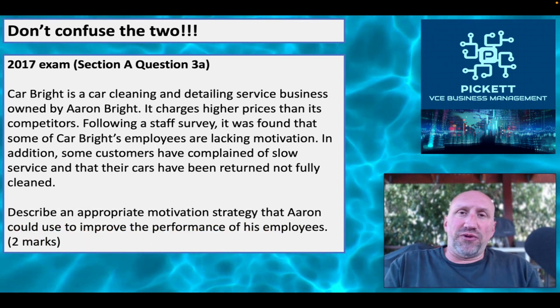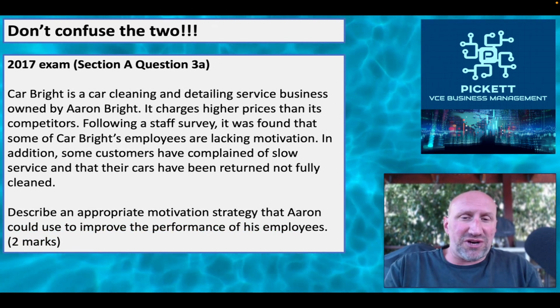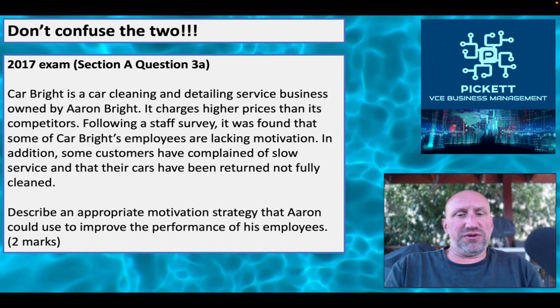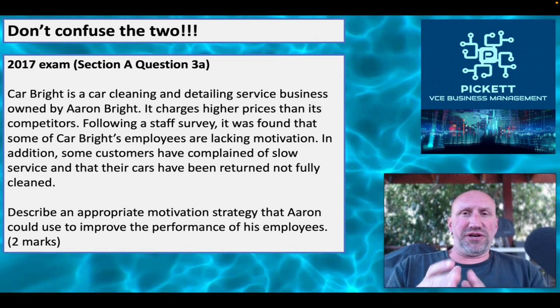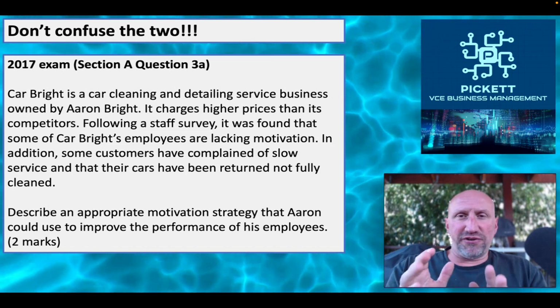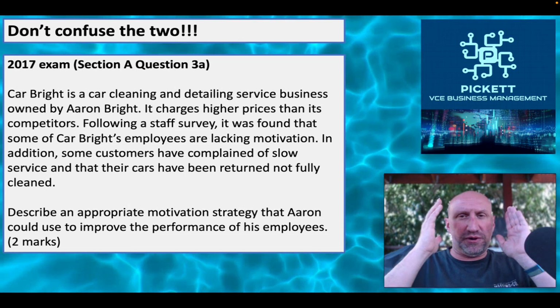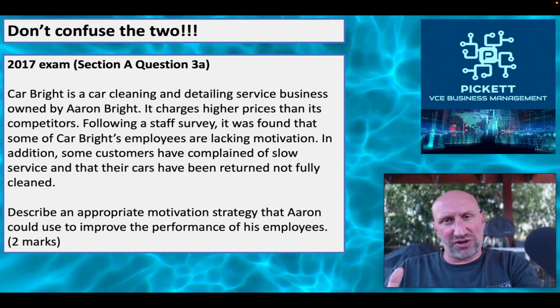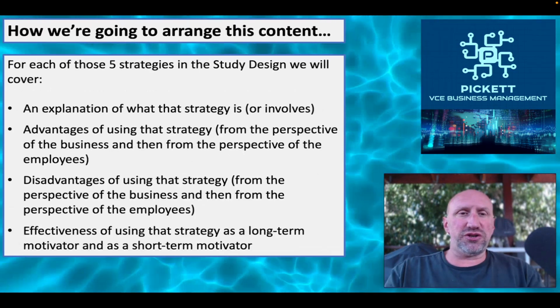A couple of years before that, in 2017, it again asked students to describe an appropriate motivation strategy. And once again, a lot of students went down the motivation theories route, and again, you're going to score 0. So really, really important. It happens every year in the SAC as well. Make sure you're absolutely clear: you've got motivation theories and motivation strategies. Do not confuse the two, whatever you do.